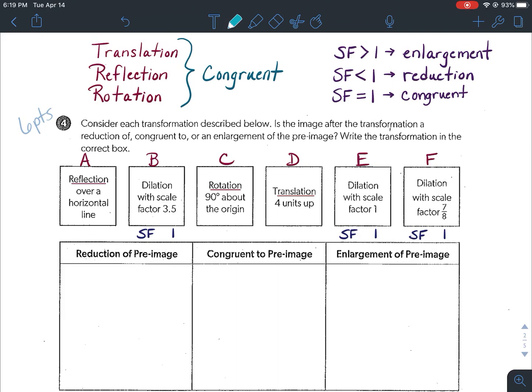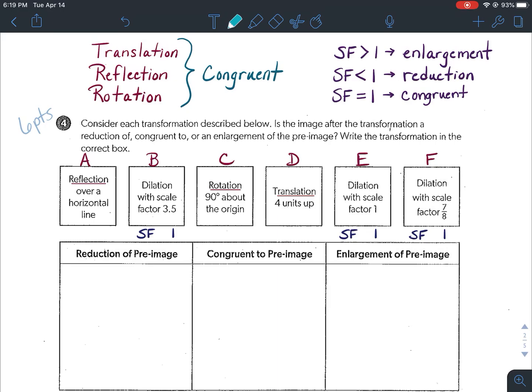But if it says dilation, that's when you have to look at the scale factor. And you have to compare the scale factor to 1. Is the scale factor greater than 1? Is it less than 1? Is it equal to 1? Remember, if it's greater than 1, it's an enlargement. If it's less than 1, it's a reduction. And if it's equal to 1, it's congruent.